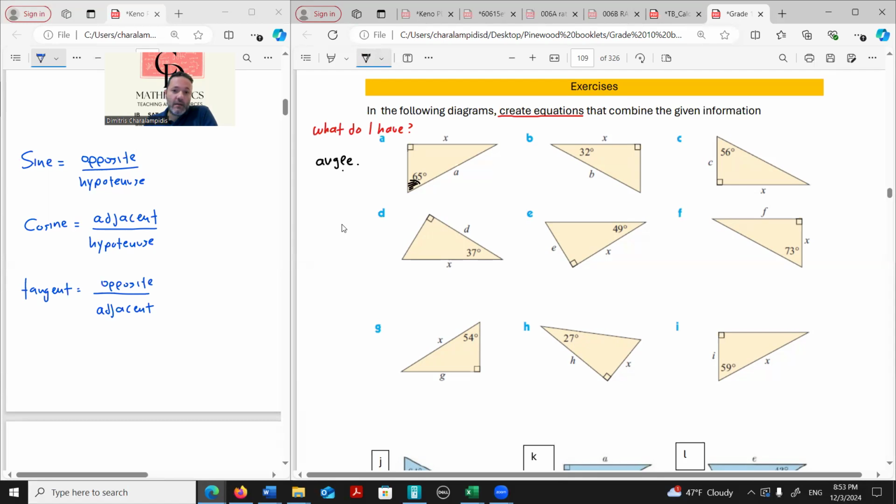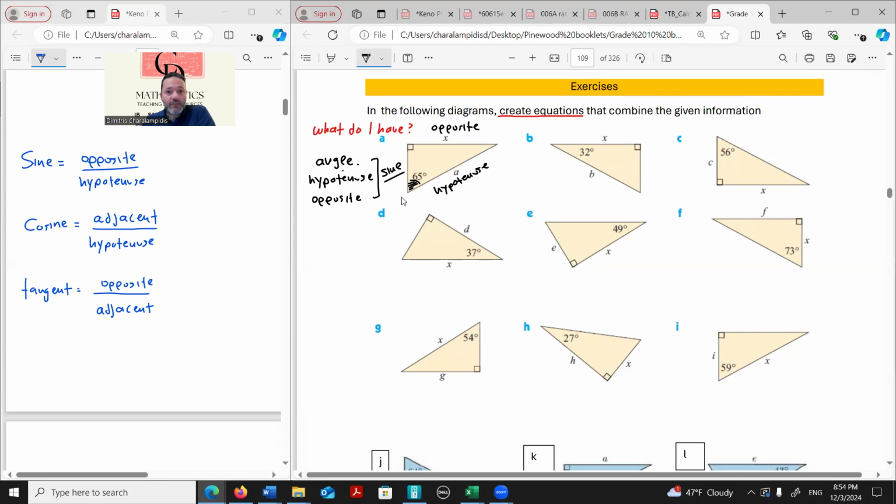And based on this angle, I have the hypotenuse, which is A. So I have the hypotenuse. And based on that angle, I have the opposite leg, which is the x. Which one of these three ratios is it, the sine, the cosine, or the tangent? Which one of these three connects the given info: the angle, the hypotenuse, and the opposite? Angle, hypotenuse, opposite. It should be sine. So these three are connected through sine.